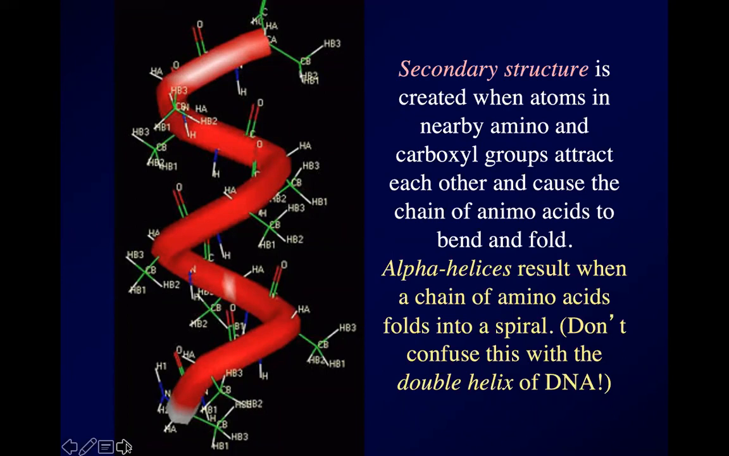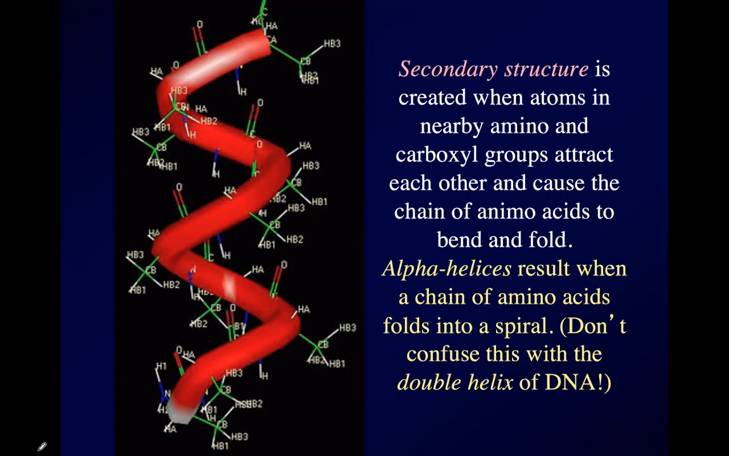Okay. Primary structure is just the order that you stick amino acids in. Secondary structure is what happens when atoms in amino and carboxyl groups attract each other and cause the chain of amino acids to bend or fold. When a chain of amino acids naturally kinks itself into a spiral, we call that an alpha helix. Not the same as the double helix. Do not get double helixes confused with alpha helixes. A double helix is a DNA structure. An alpha helix is a protein structure.